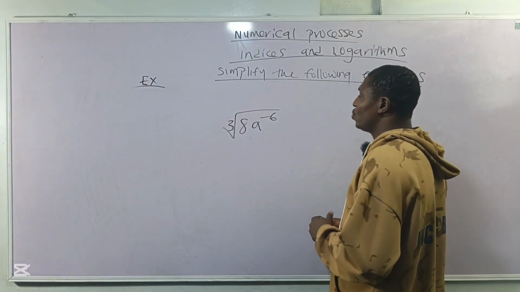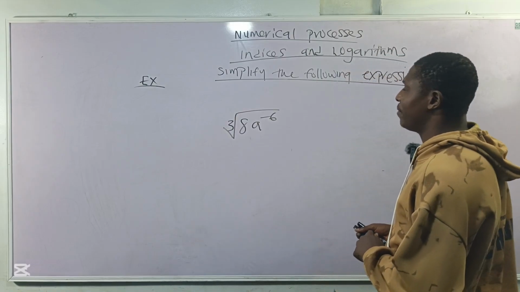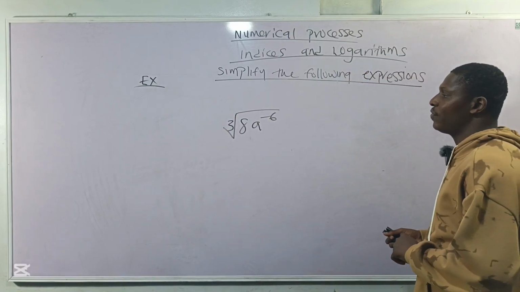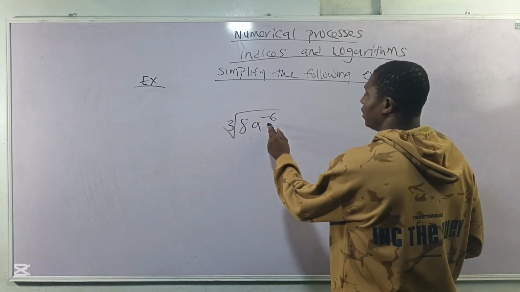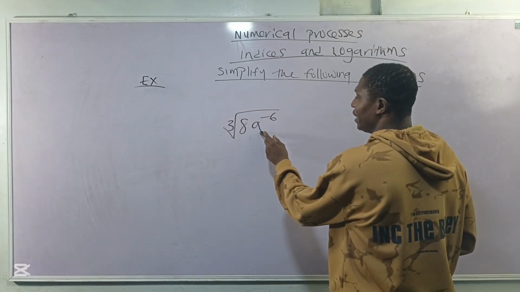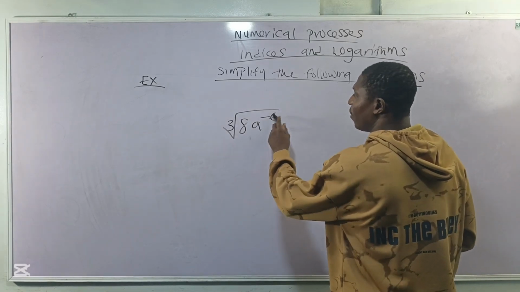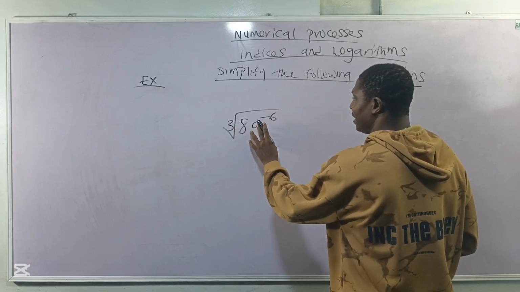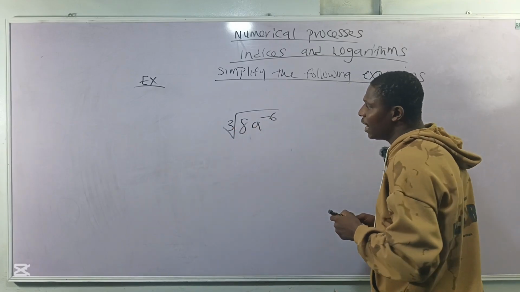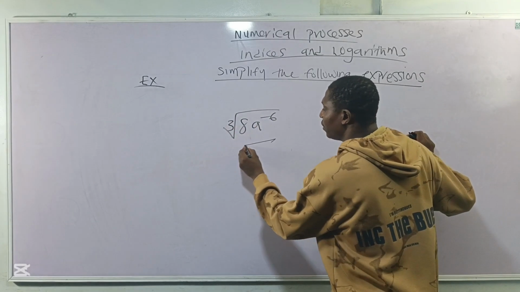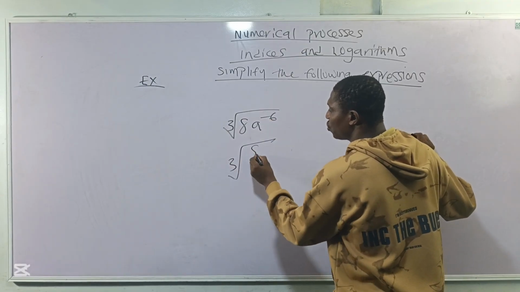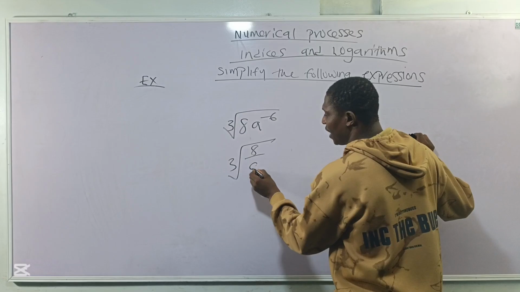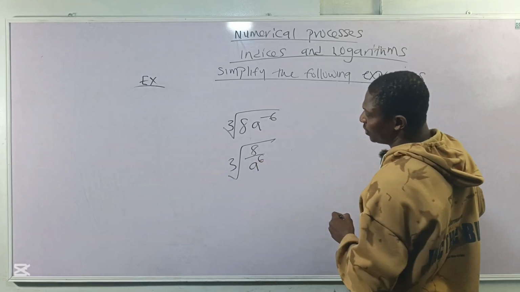We have the third root of 8a raised to power minus 6. We have to simplify. How do we do this? But first, we remember that our minus 6 affects only the a, it does not affect the 8. While our third root affects 8a raised to power minus 6. Now, this is my third root. I want to remove my negative sign for a first. So I'll simply have 8 all over a raised to power 6.